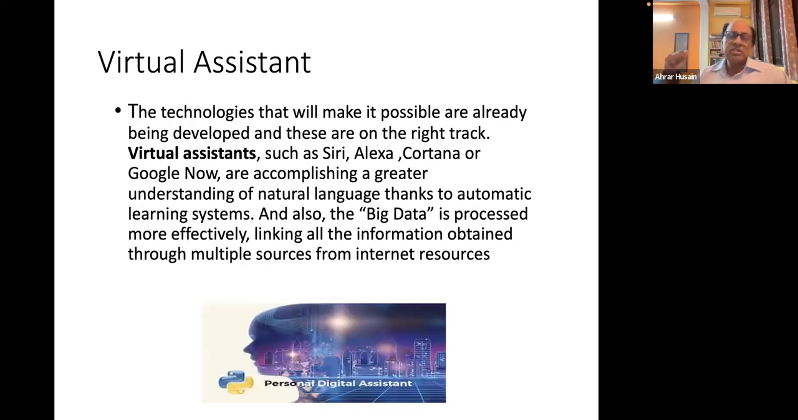Nowadays, virtual assistants have started playing an important role as this web 4.0 arrives. The technologies that will make it possible are already being developed, and these are on the right track. Virtual assistants such as Siri, Alexa, Cortana, or Google Now are achieving a greater understanding of natural language thanks to automatic learning systems, and also the big data that is processed more effectively, linking all the information obtained through multiple sources from internet resources. What does it mean?